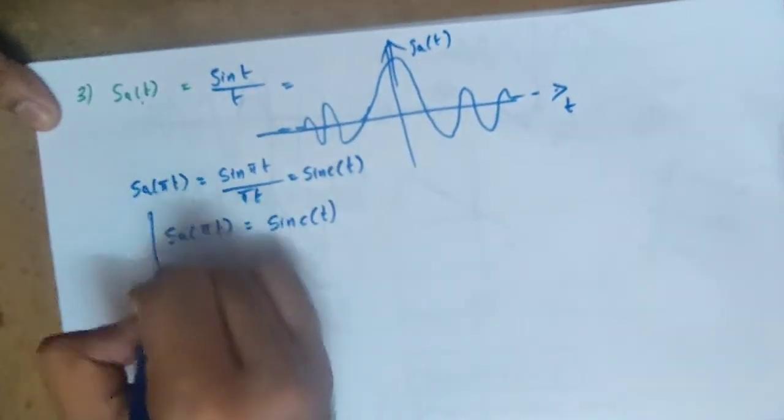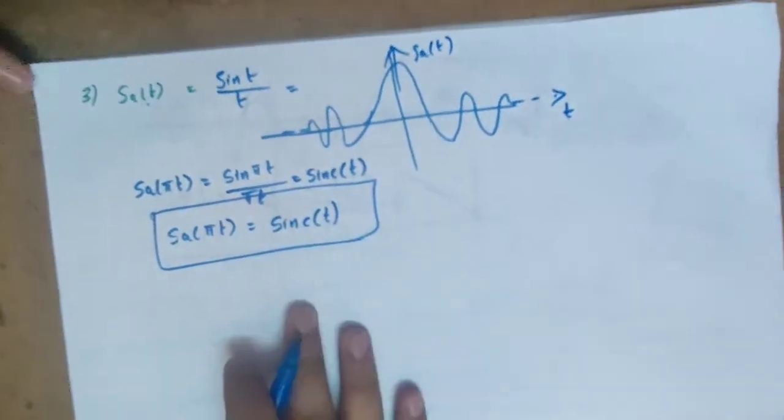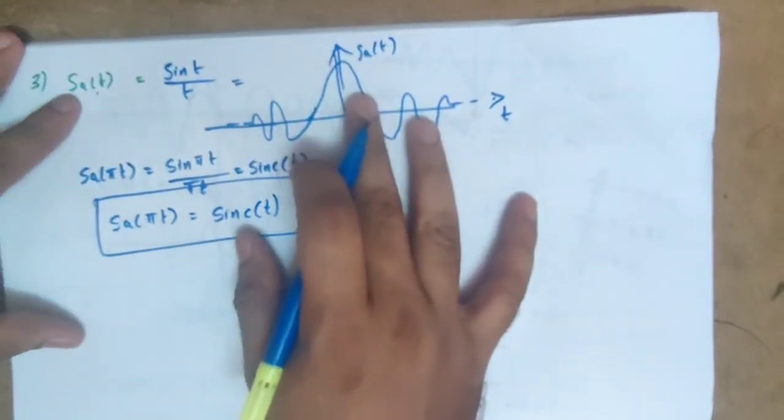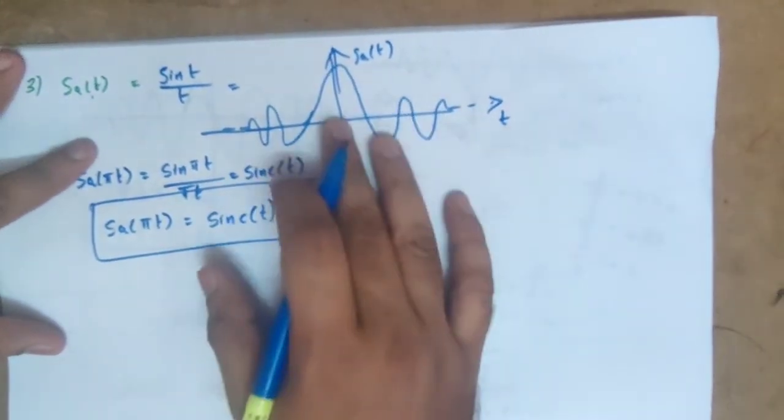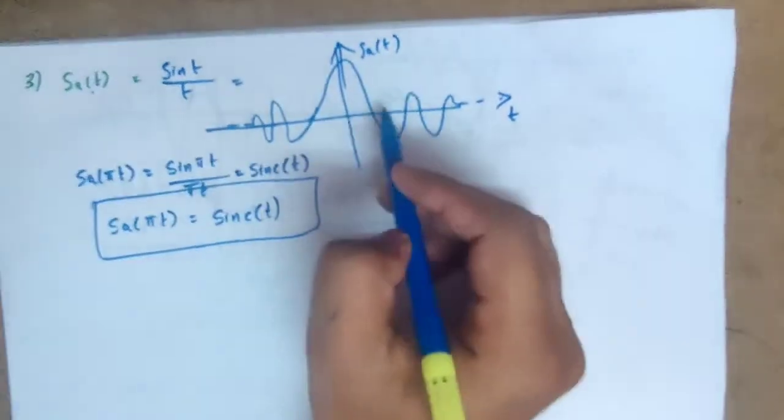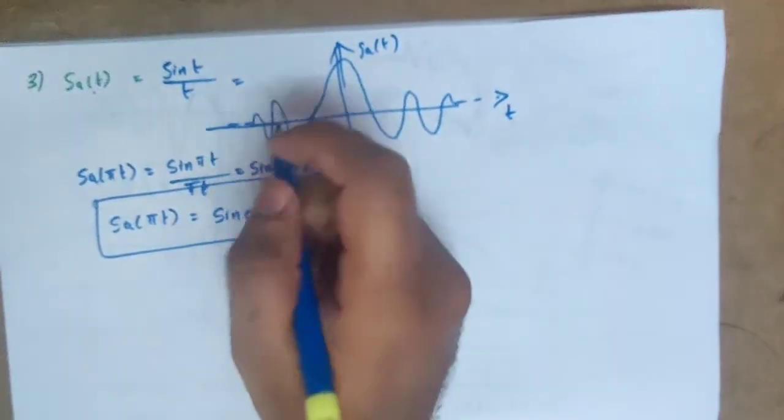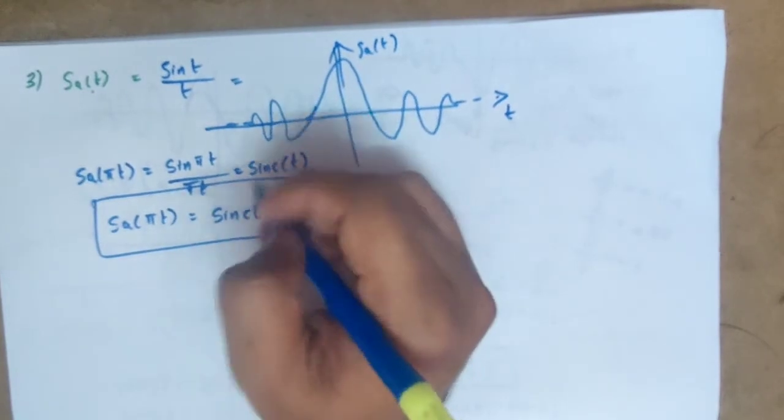This is also one of the important conclusions. So you must have observed that the graphs of both sinc of t and sampling of t are similar. So what is the difference between these two graphs? You have to get this doubt.